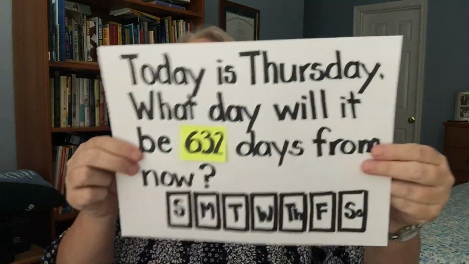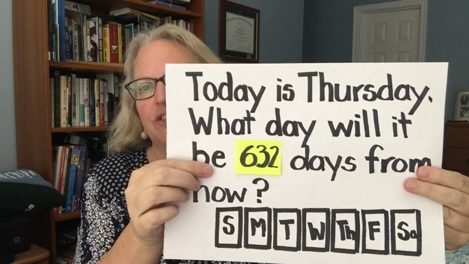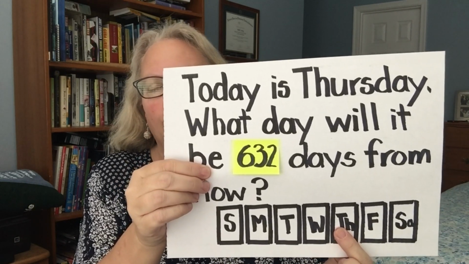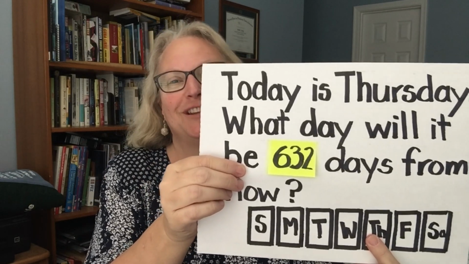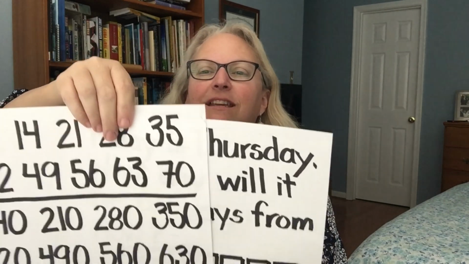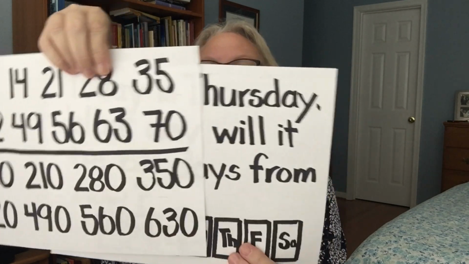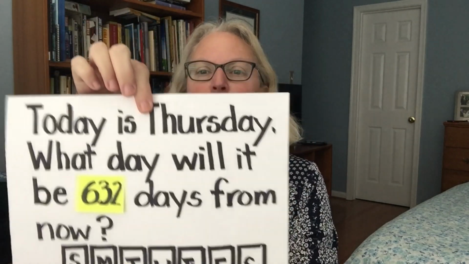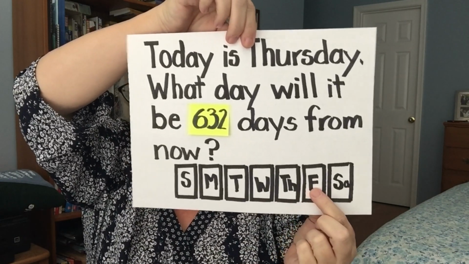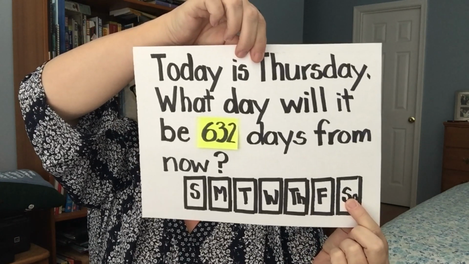For example, I've changed the original problem to read, what day will it be 632 days from now? So again, today's a Thursday. 7 days from now will be a Thursday, 14 days from now will be a Thursday, 21 days, and so on. And if I look at my multiples of 7, I see a number really close to 632, and that's 630. So I know that 630 days from now is going to be a Thursday. So 631 days from now is going to be a Friday, and 632 days from now will be a Saturday.